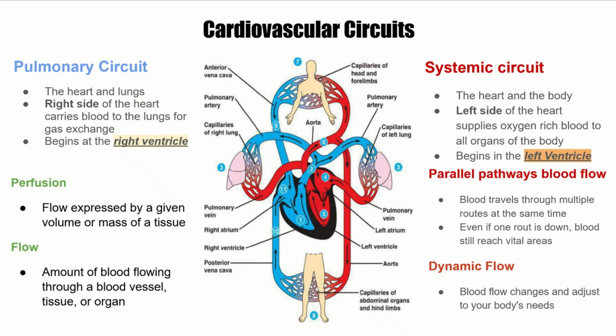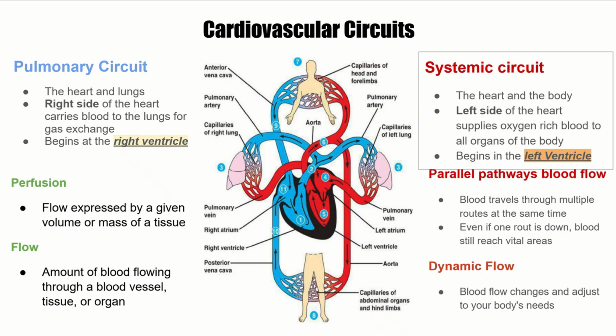Again, I like to think to myself, which chamber is the blood in before making its way to the remainder of the body? Okay, now the parallel pathway of blood flow just means that blood travels through multiple routes at the same time. Even if one route is down, blood will still reach vital areas. As I had mentioned, my grandmother had reduced blood flow to her right foot due to clogged arteries. If I recall correctly, her surgeon said she was down to one main artery that was delivering a small amount of blood to her foot.